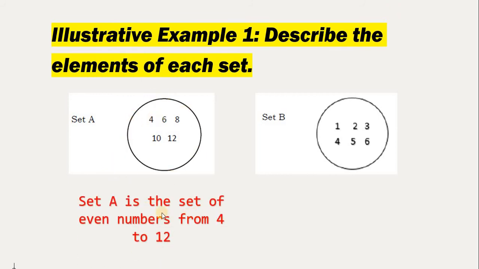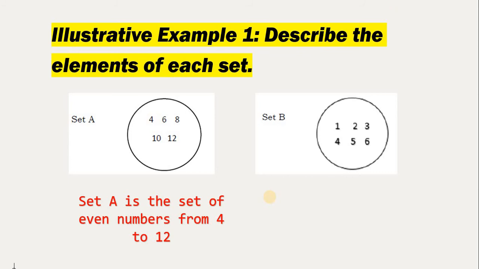Set A is the set of even numbers from 4 to 12. Diba? Lahat sila ay even numbers from 4 to 12. Okay. So, yan siya. Pwede rin nating sabihin na numbers divisible by 2 from 4 to 12. Diba? Pwede rin ganun. Okay? So, as long as tama yung description na binibigay natin, okay, then tumpak siya para doon sa set.